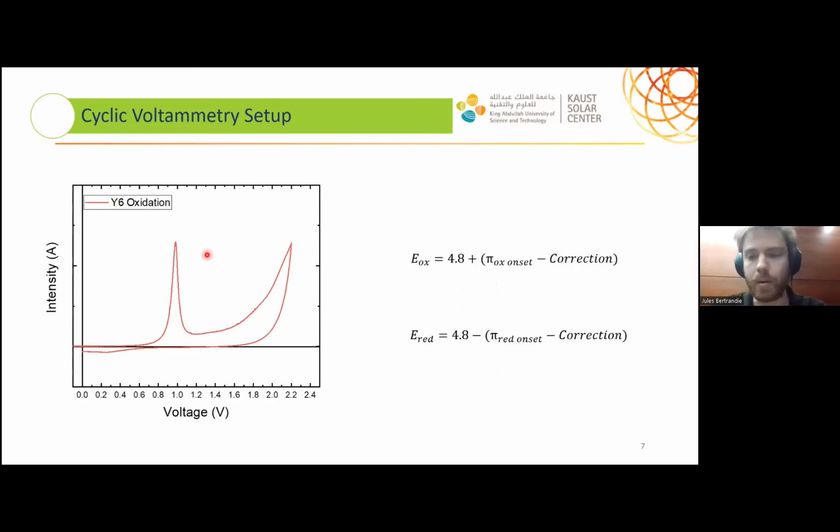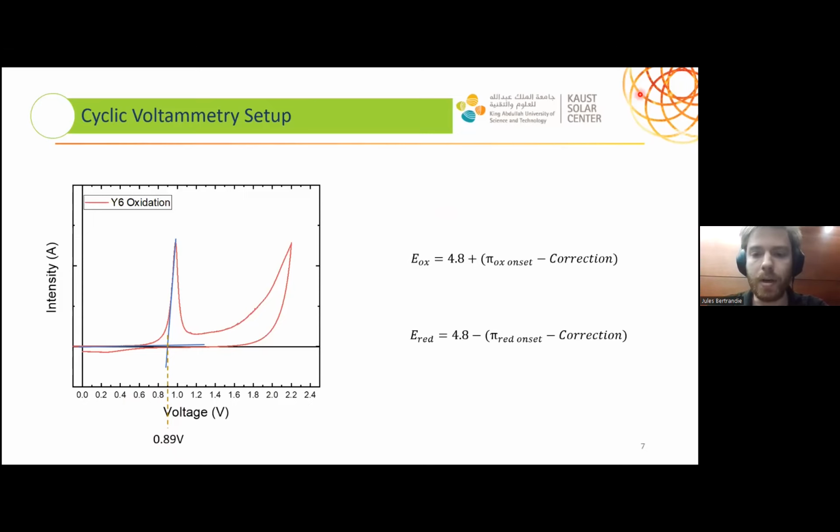Here is an example of what we measured. I just took the Y6, where you see this peak. In order to extract our energetics, we take the onset of this peak. We have the baseline, we take the tangent of the peak, and you will be able to extract the onset. Here it's around 0.9, 0.89.